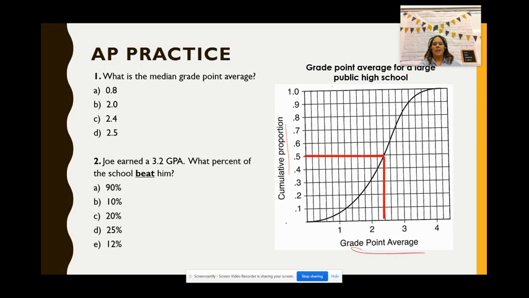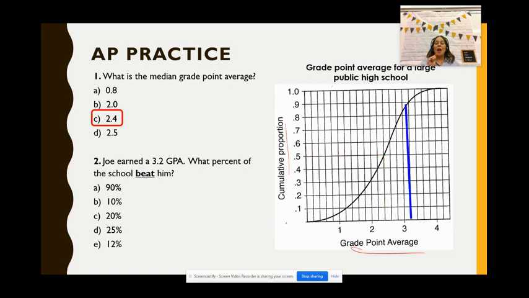All right, there we go. So I'd say about a 2.4, working backwards from the percentile. Number 2, Joe earned a 3.2. What percent of the school beat him? Ooh, beat him. So he got a 3.2, so I got to find 3.2 is about there.